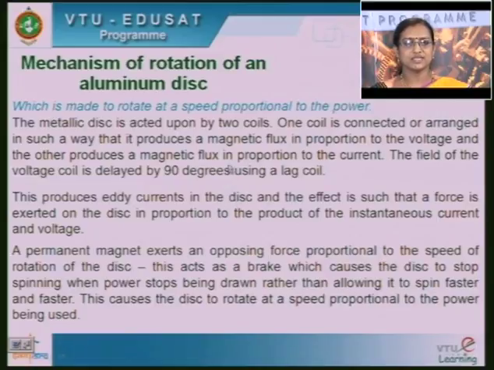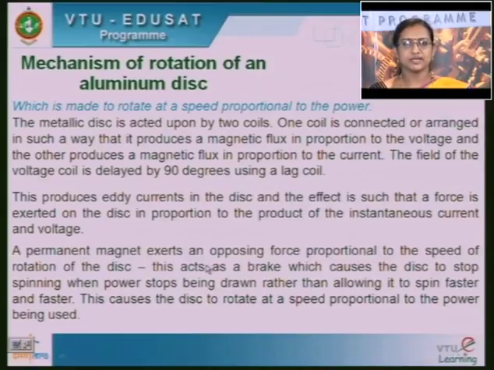The metallic disc is acted upon by two coils. One coil is arranged in such a way that it produces magnetic flux proportional to the voltage, and the other produces magnetic flux proportional to the current. The field of the voltage coil is delayed by 90 degrees using the coil, or otherwise you can use that, and along with this you are going to use that copper shading band. This produces eddy currents in the disc, and the effect is such that a force is exerted on the disc in proportion to the product of the instantaneous current and voltage.